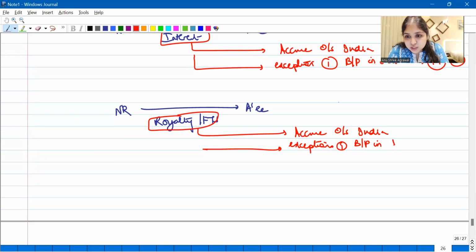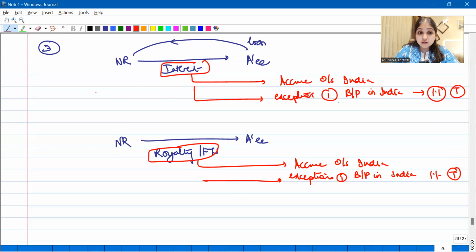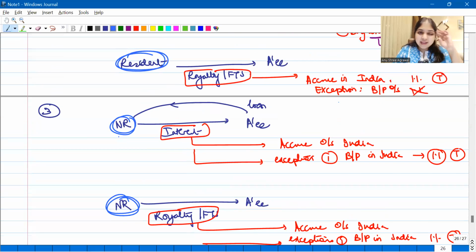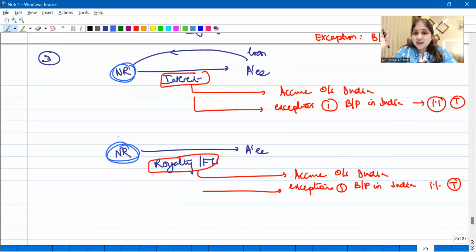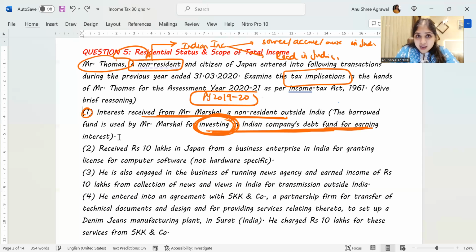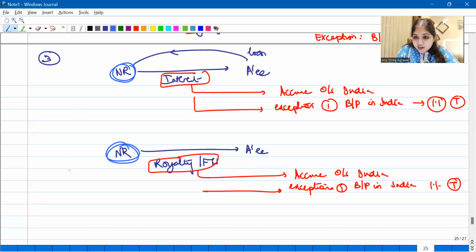Is it relating to business or profession in India? If it is relating to business or profession in India, then you will say it is an Indian income, taxable for all. This chart which I have made for you will never go wrong for you. It's very simple. Only resident interest, 2 exceptions. Everywhere else, 1 exception only. Now shall we try to apply this question again in this chart and see if we are able to fit it in?